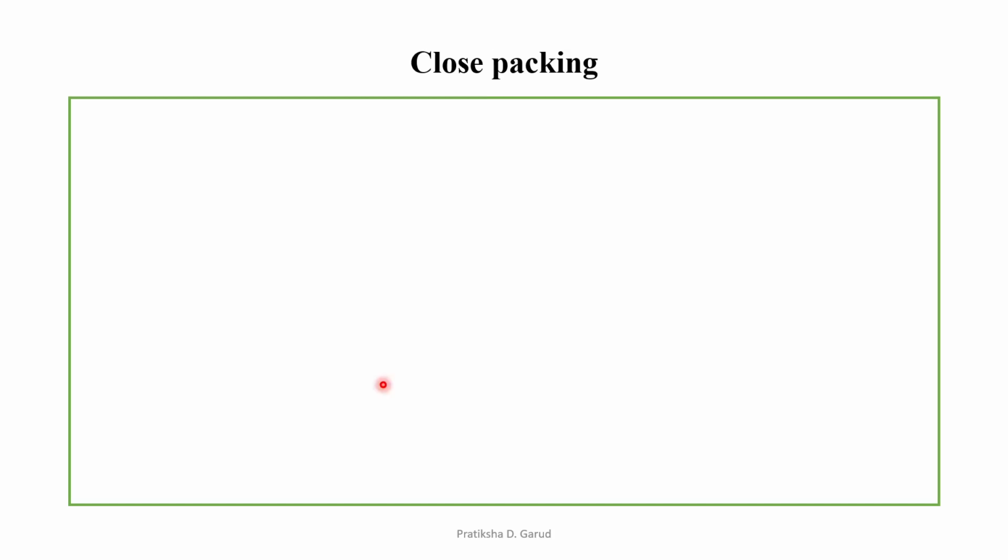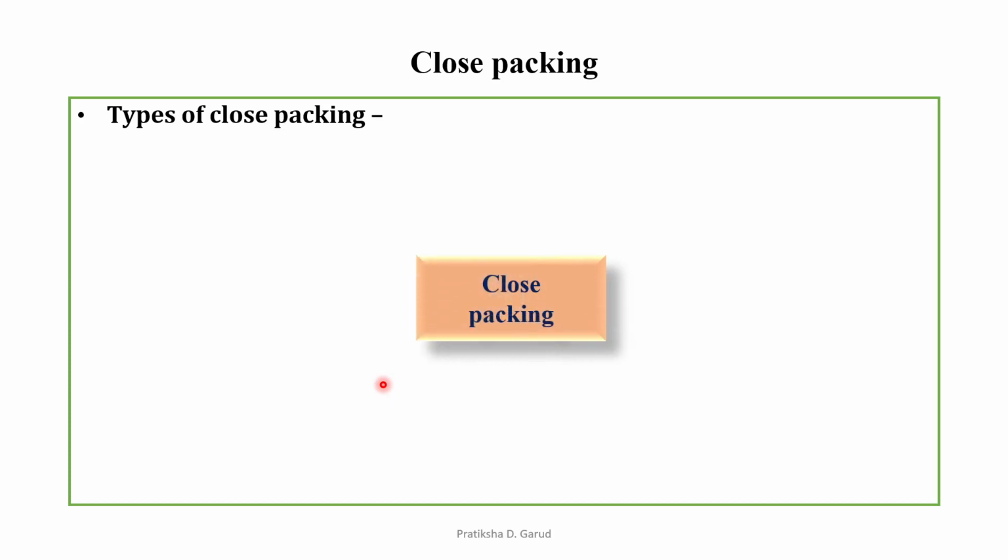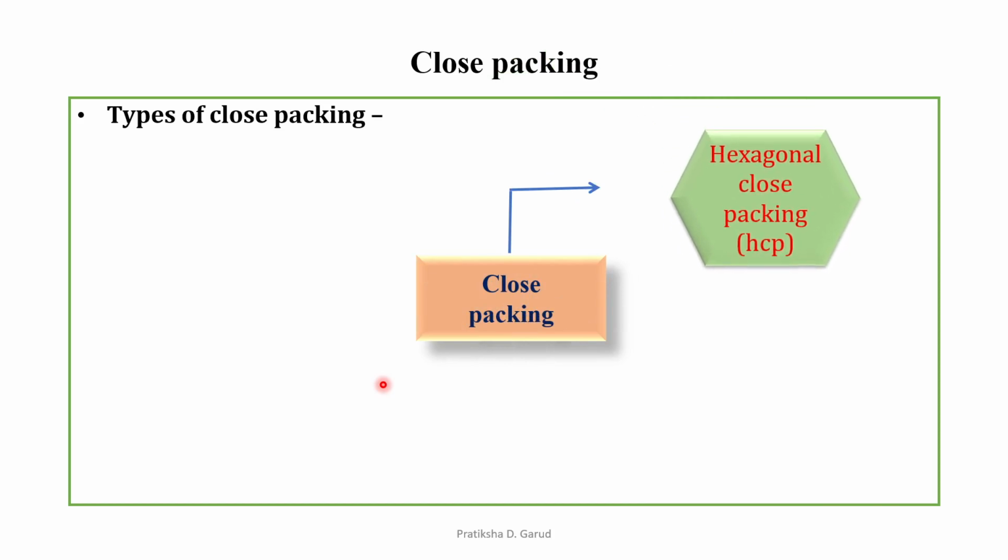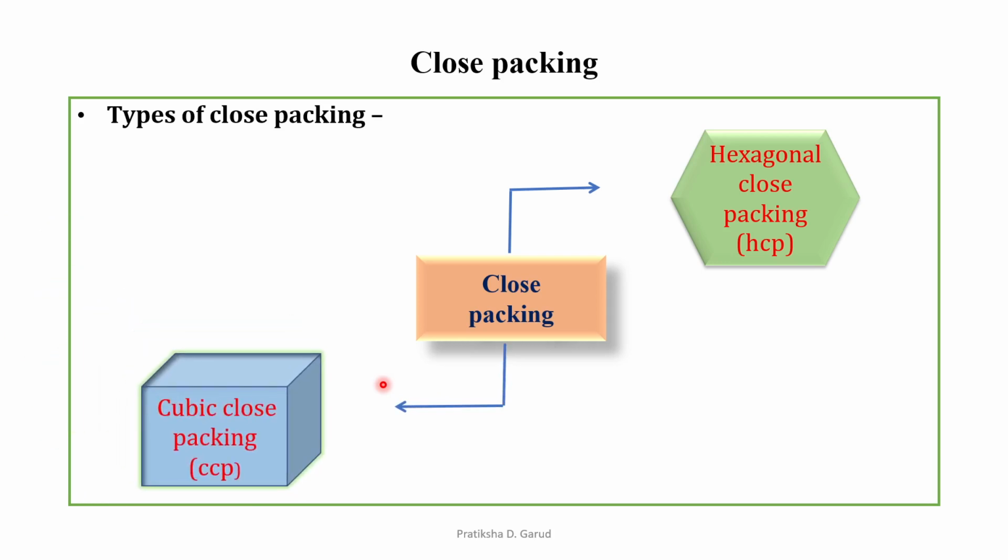Okay. Further, types of close packing. As we have seen in the earlier slide, close packing is of two types. The first one is the hexagonal close packing, right? And the second type is the cubic close packing. So we have two types of close packing, hexagonal close packing and cubic close packing. Let us study these two one by one.